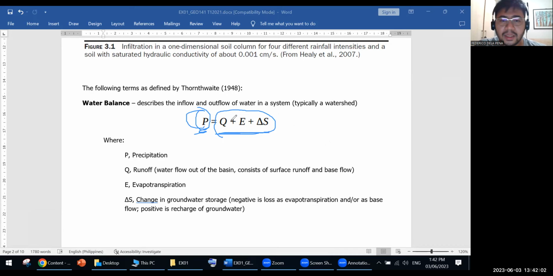Part ng water na lumalabas sa watershed mo is your runoff or your surface water. This is basically the water that travels at the surface of the soil, and they can eventually converge on streams or gullies, and later on they can converge on a river, and the river can eventually exit to a sea or a lake or another watershed.